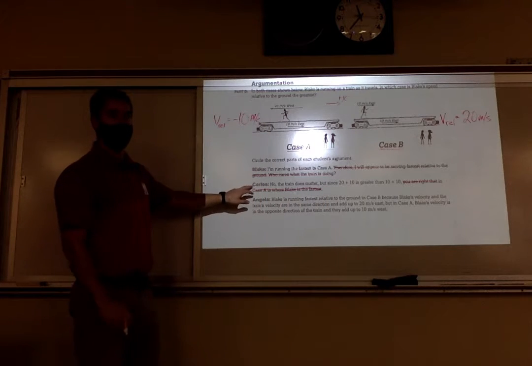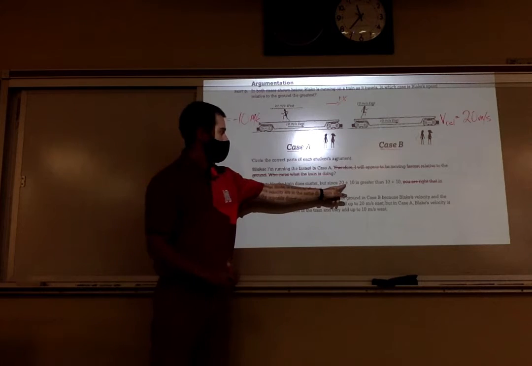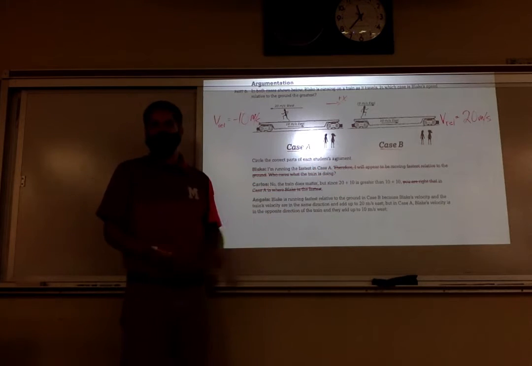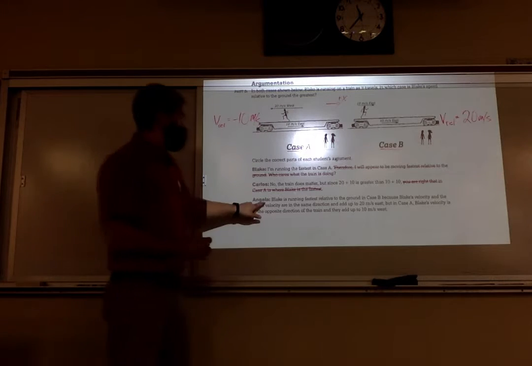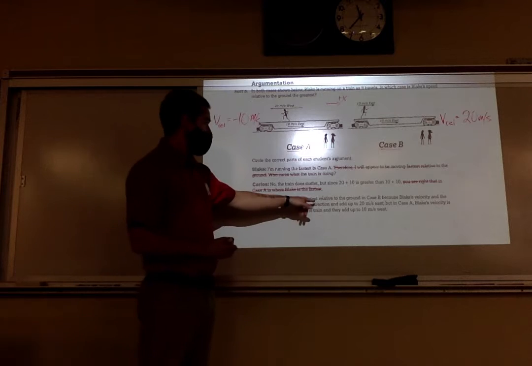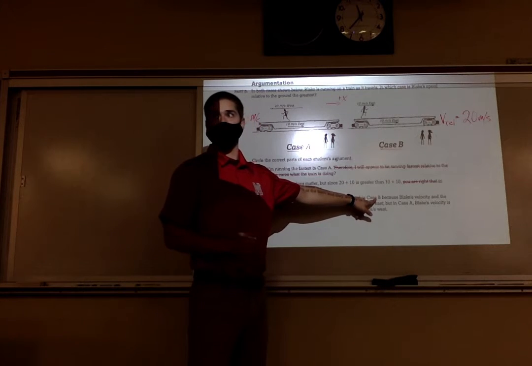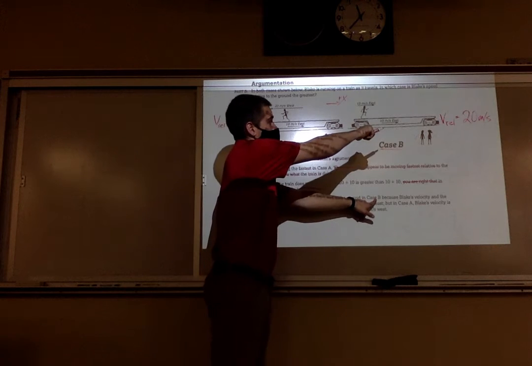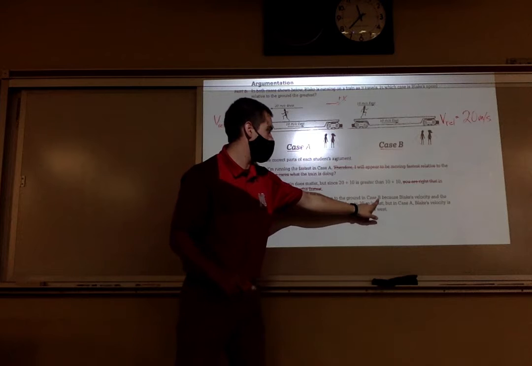So their argument is wrong. Their evidence was fine. There's nothing incorrect about it. But their conclusion, their reasoning was wrong. Now, Angela says Blake's running the fastest relative to the ground in case B. We agree with that, don't we? The relative velocity is greater in B. So we agree with her.